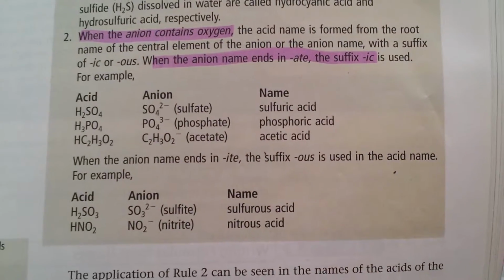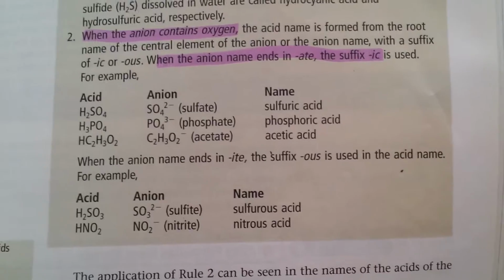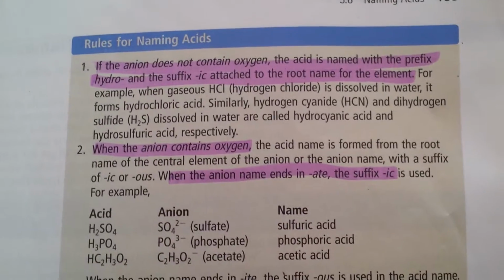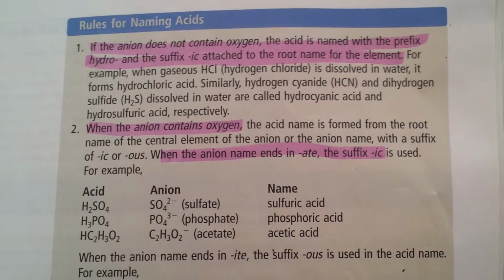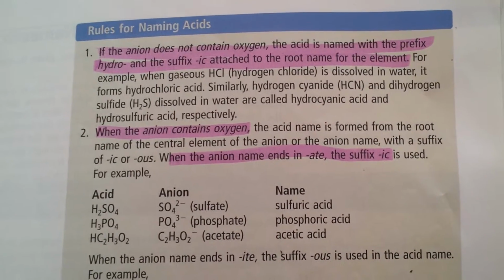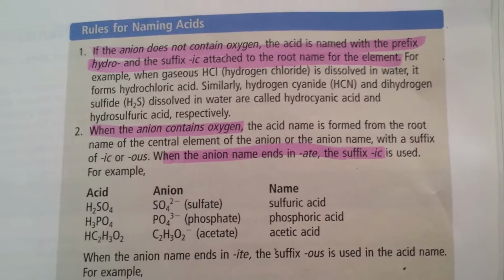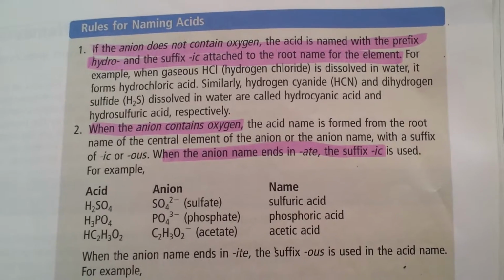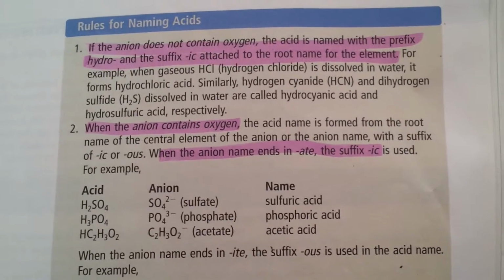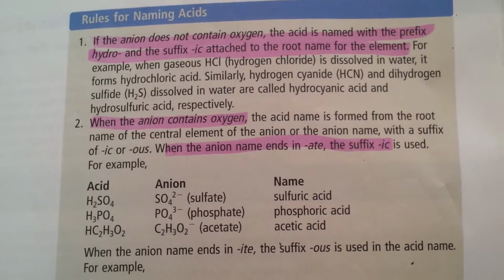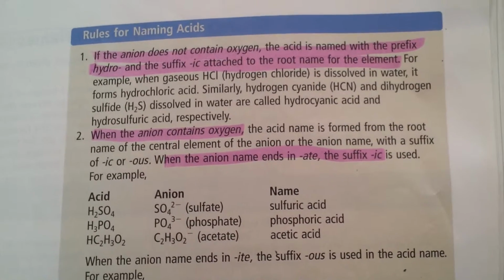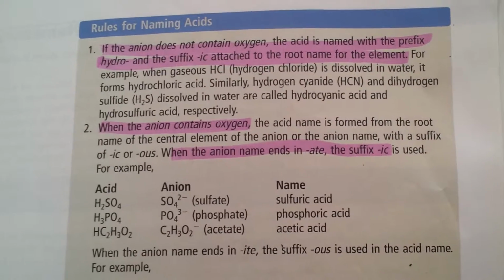And this is the kind of difficult one. The first one is pretty straightforward. I mean, if we look up, for example, when gaseous HCl, hydrogen chloride, is dissolved in water, it forms hydrochloric acid. Similarly, hydrogen cyanide and dihydrogen sulfide dissolved in water are called hydrocyanic acid and hydrosulfuric acid. So that is if the acid does not contain oxygen.